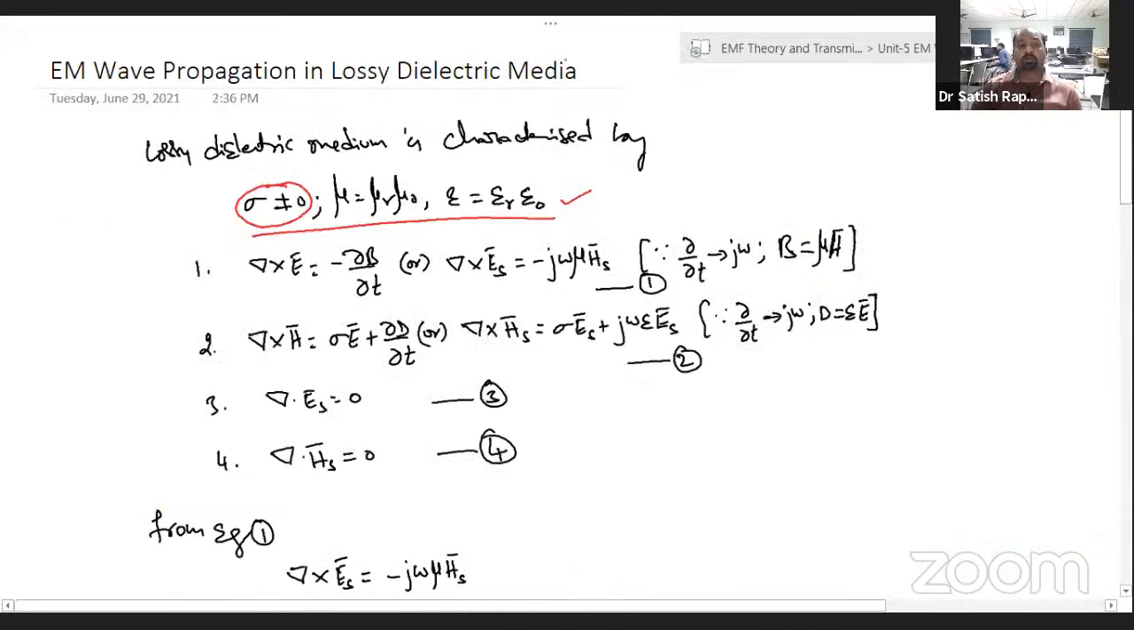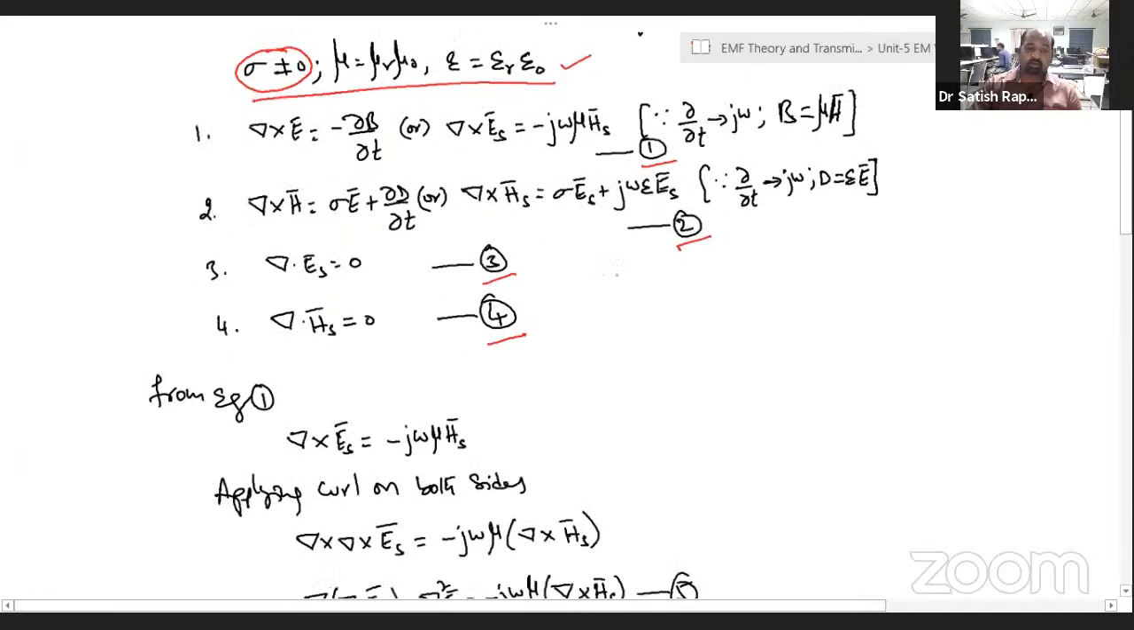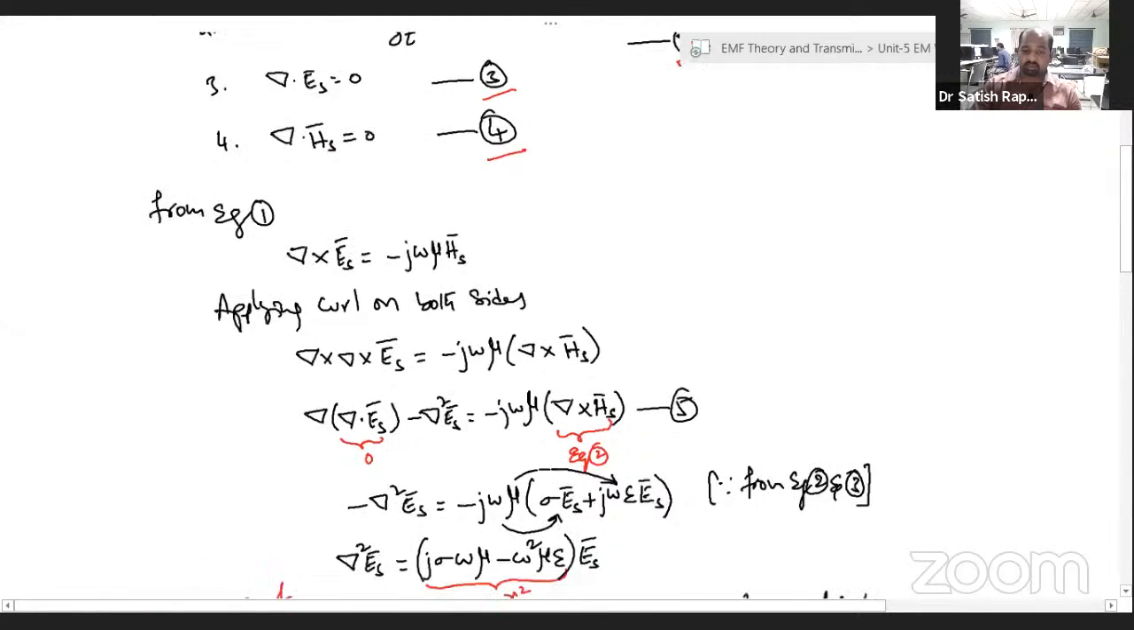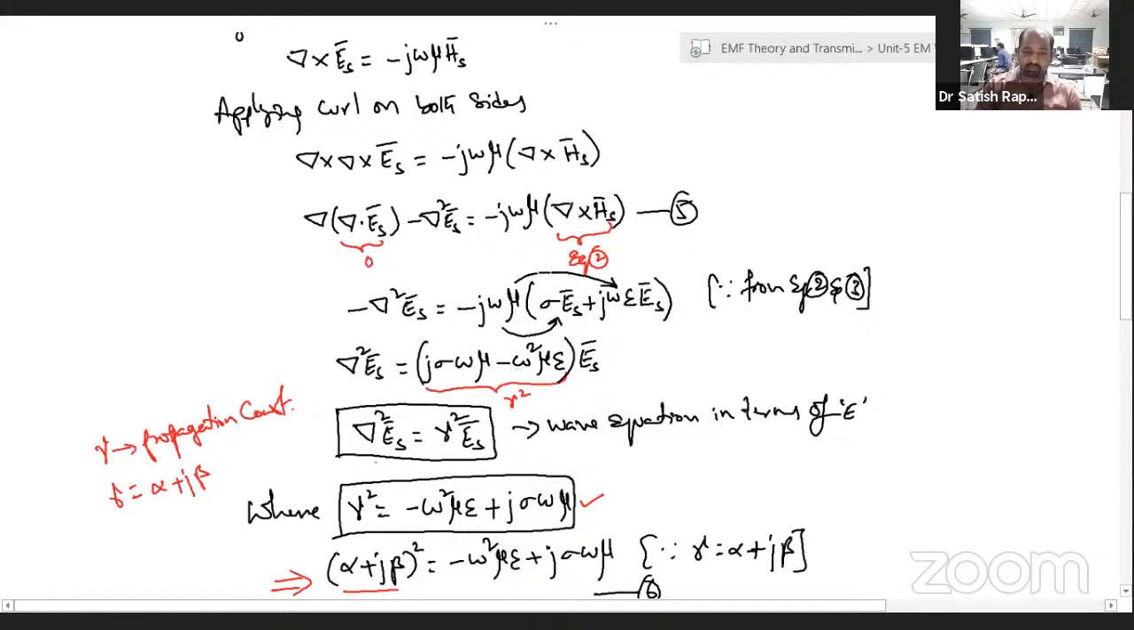Coming to the next topic, lossy dielectric media. Lossy dielectric media is characterized by sigma not equal to 0. Therefore Maxwell's equations 1, 2, 3 and 4 are rewritten like this. The procedure is the same: taking equation 1, applying curl on both sides, and simplifying, we get the wave equation like this. This is the wave equation in terms of electric field.